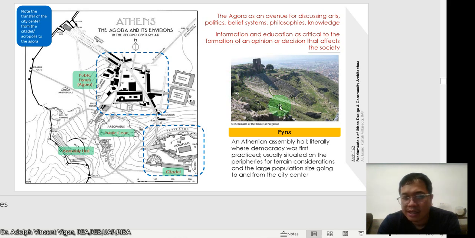acoustics. So an Athenian Pnyx is an Athenian assembly hall, literally where democracy was first practiced, usually situated on the peripheries for terrain considerations and the large population size going to and from the city center.